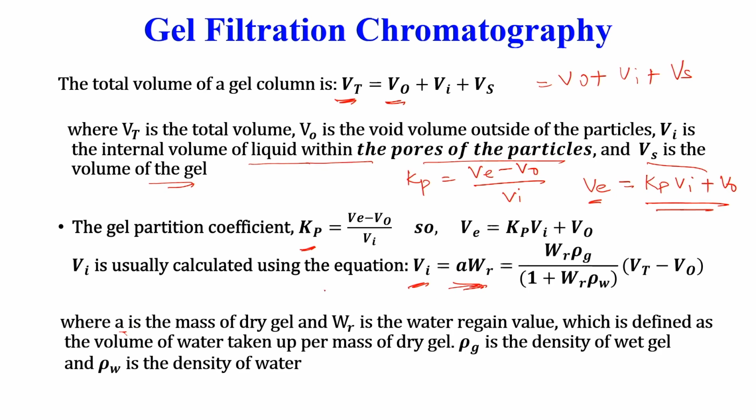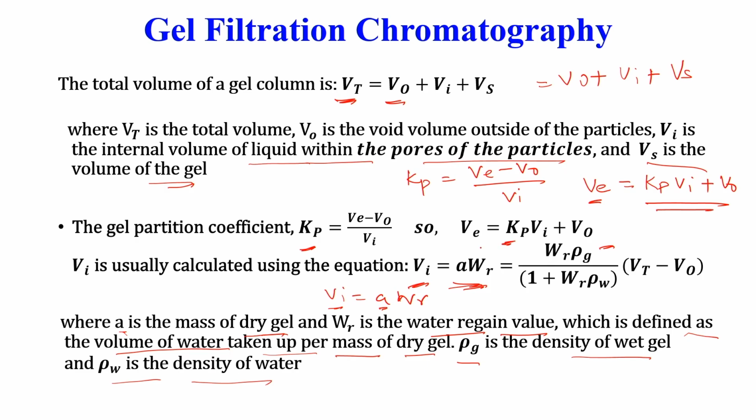The internal volume of liquid within the pores is a property of the material. So, here Vi is A into Wr, where A is the mass of dry gel and Wr is the water regain value, which is defined as the volume of water taken per mass of the dry gel. This volume and mass can also be calculated in terms of the respective densities. So, rho g is the density of the wet gel and rho w is the density of the water. So, you can quickly calculate the Vi from the given fluid properties.